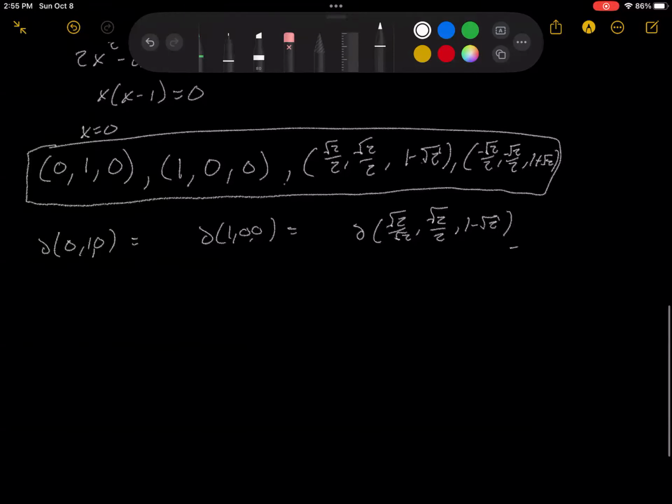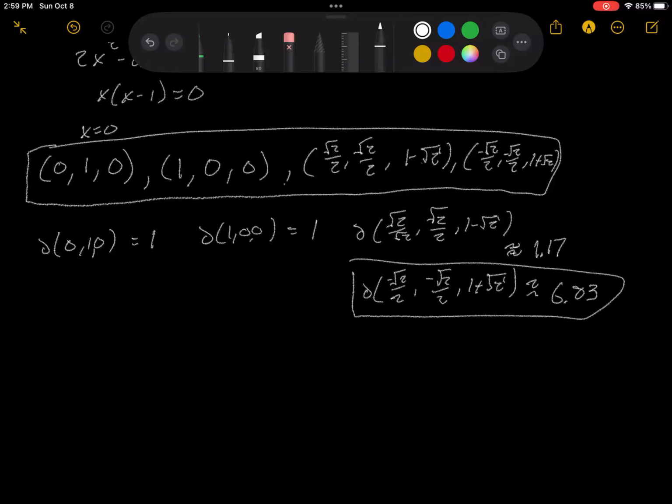Okay, if you do this, take a minute, see if we get the same thing. All right, I hope my algebra is right. I've got 1, 1, a 1.17 here, roughly. And the distance for this case, I've got roughly 6.83. So I've got a maximum here, and these two give me minimums. They end up being symmetric.